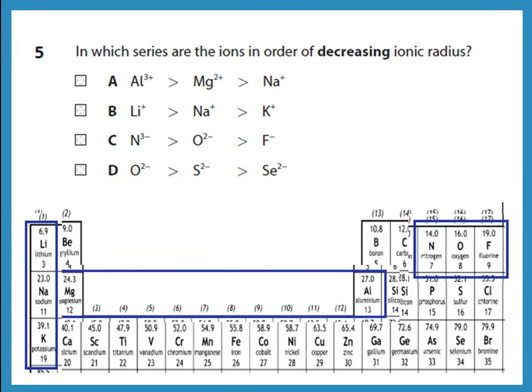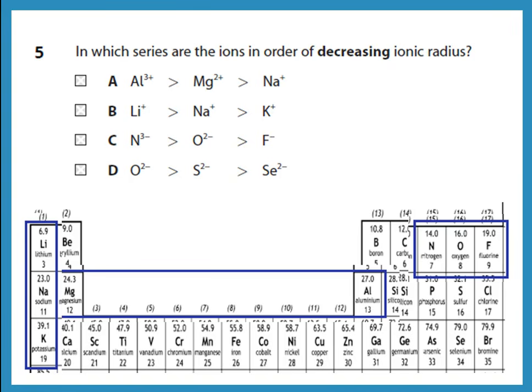So this is the decreasing. Lithium is less than sodium, less than potassium. So actually, this is going in increasing ionic radius, not decreasing.